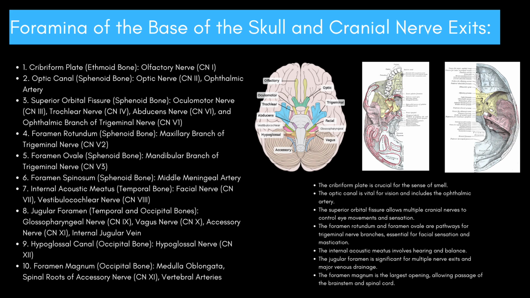The internal acoustic meatus involves hearing and balance. The jugular foramen is significant for multiple nerve exits and major venous drainage. The foramen magnum is the largest opening, allowing passage of the brainstem and spinal cord. All right, guys, now that we have covered all of the content, let's go ahead and take a look at some questions to review the knowledge you have gained so far.